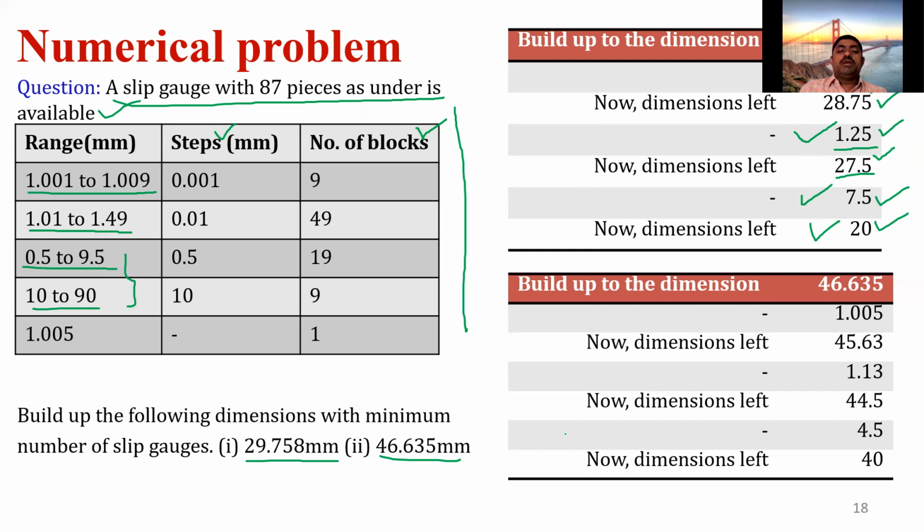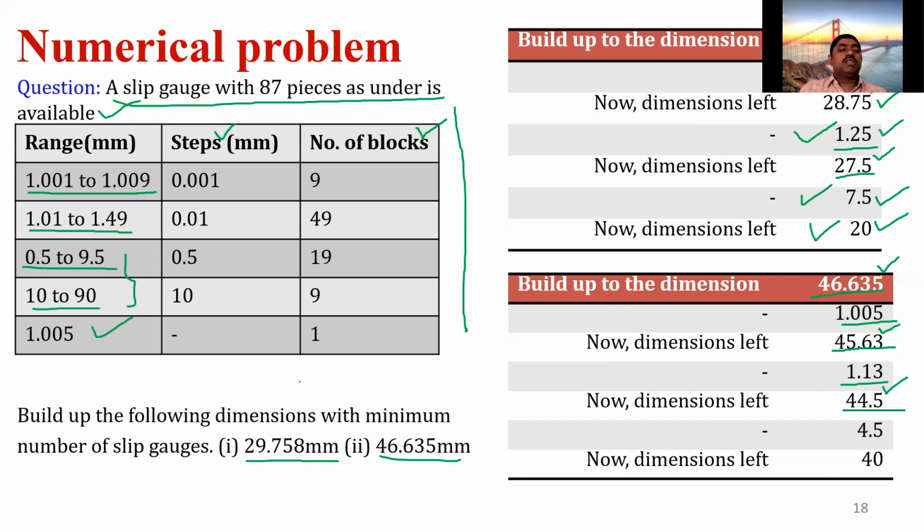Let us consider another example: build up the dimension 46.635. Here also we start with the last digit, 5. So that is 1.005. We can select one slip gauge which is available, and then the total dimension left is 45.63 mm. Then we work with the last digit, that is 1.13, because 5 has to be left, and 1.13 is available in the range 1.01 to 1.49, and the remaining dimension left is 44.5.